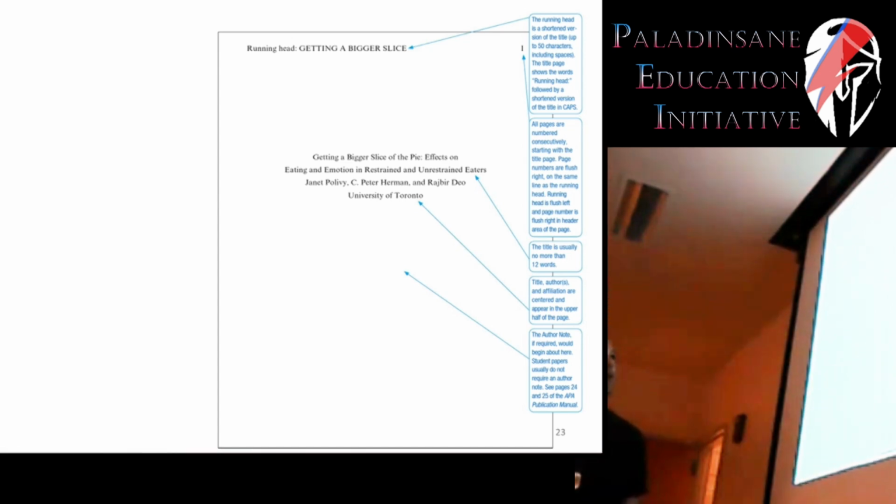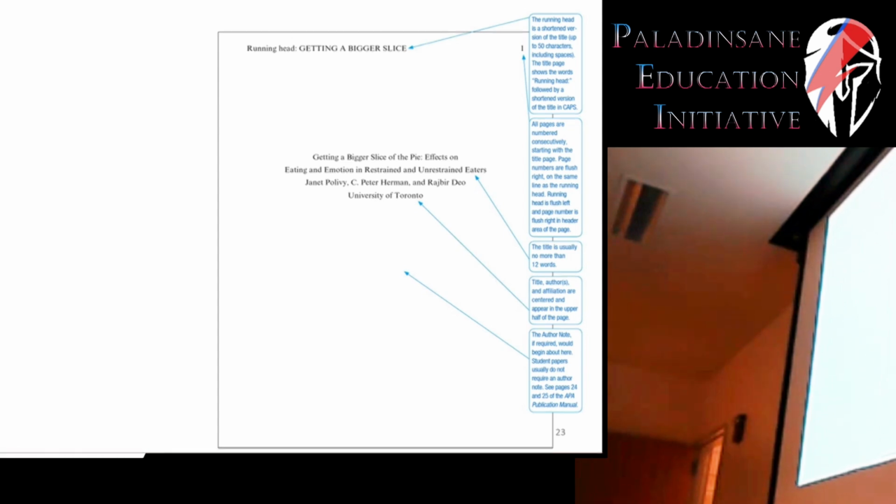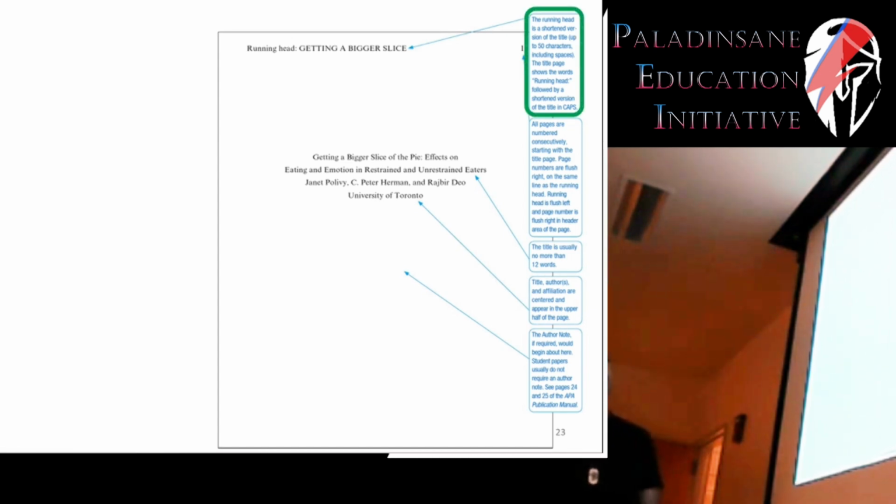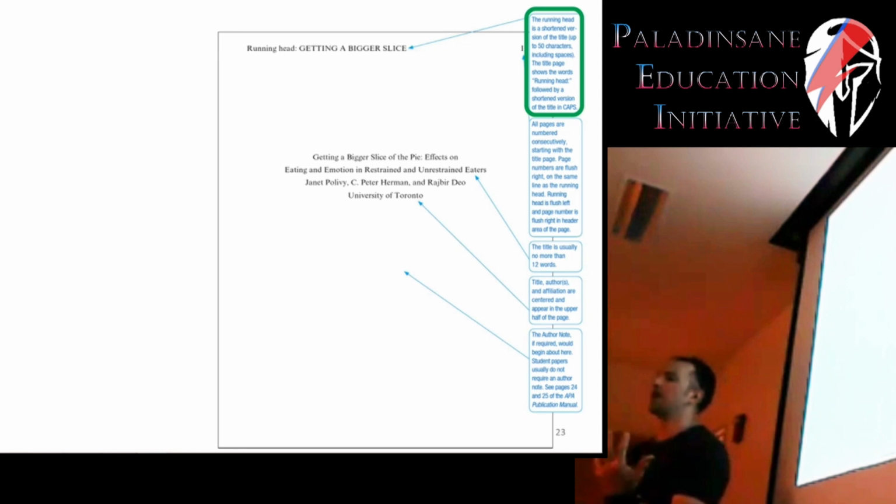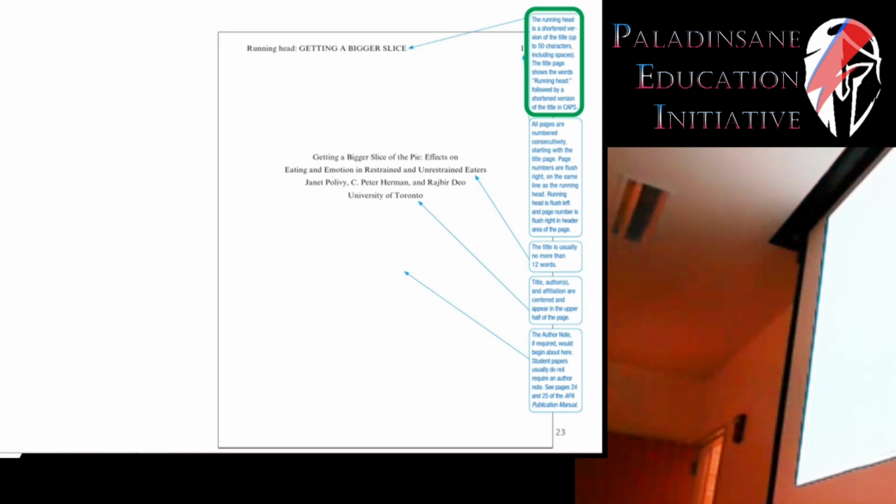So, for example, this is your title page right here. Notice that it has what's called a running head. So it says here the running head is a shortened version of the title up to 50 characters, including spaces. The title page shows the words running head followed by a shortened version of the title in caps. So you can read that description and it tells you exactly what you need to do.